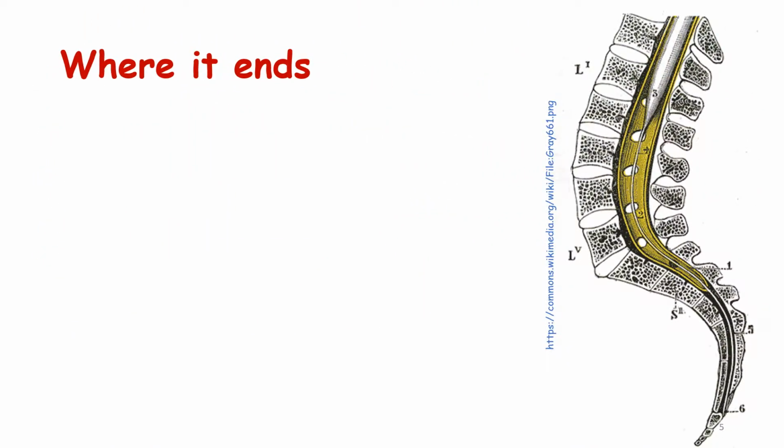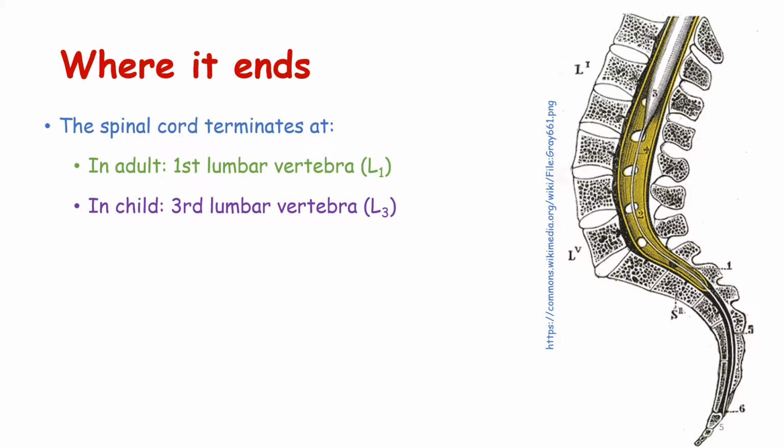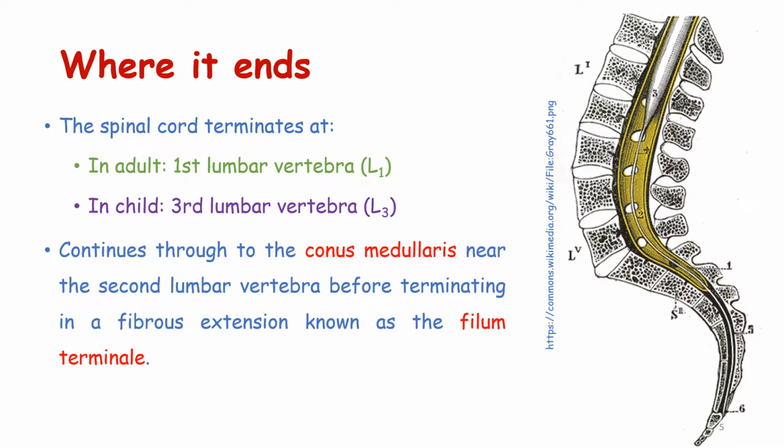The spinal cord terminates at the level of first lumbar vertebra in case of adult and third lumbar vertebra in case of a child. From the foramen magnum, it continues through to the conus medullaris near the second lumbar vertebra before terminating in a fibrous extension known as the filum terminale, which descends to be attached to the posterior surface of the coccyx. At the bottom, filum terminale and on both sides denticulate ligament fix the spinal cord within the vertebral canal.